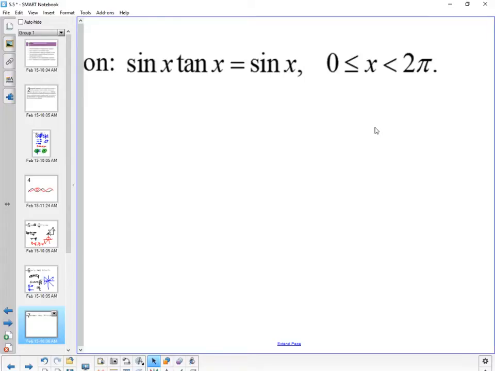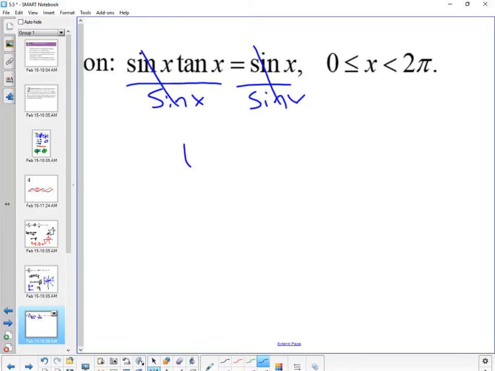What? Don't nod your head at me. She'll understand. I don't understand either. Notice that both sides have sine, right? Oh, yeah. So I can divide both sides by sine x. That means that tan of x is equal to 1.